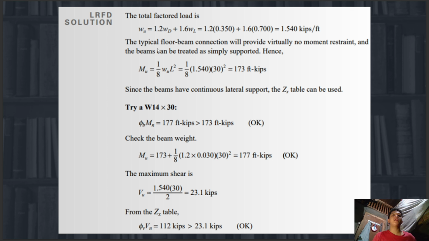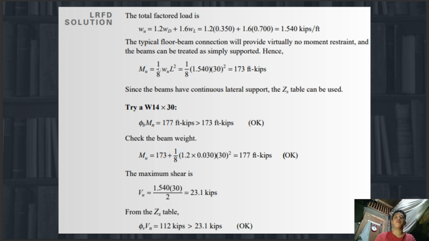So the typical floor beam connection will provide virtually no moment restraint and the beams can be treated as simply supported. So kung no, ang typical floor beam connection nag-provide siya walay moment restraint. Meaning, ang floor beam connection is simply supported siya.